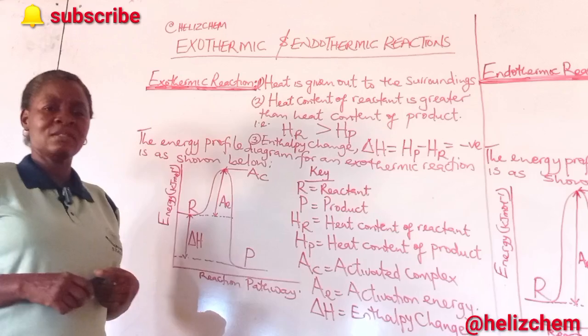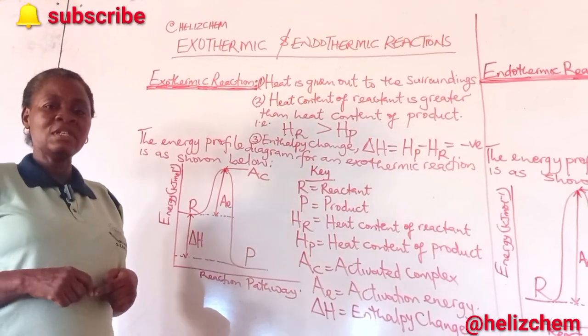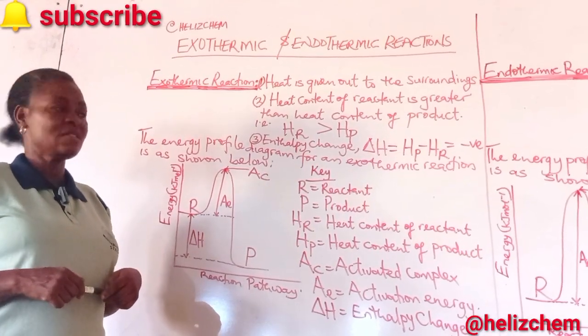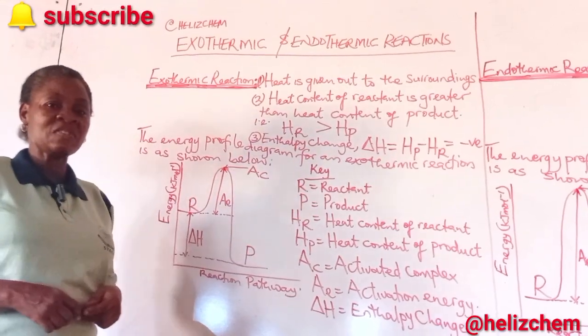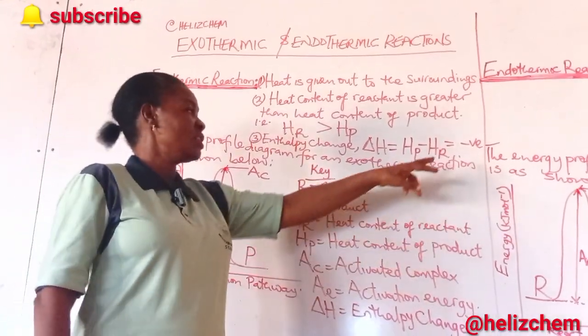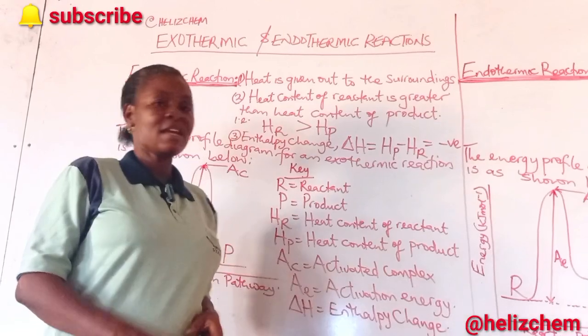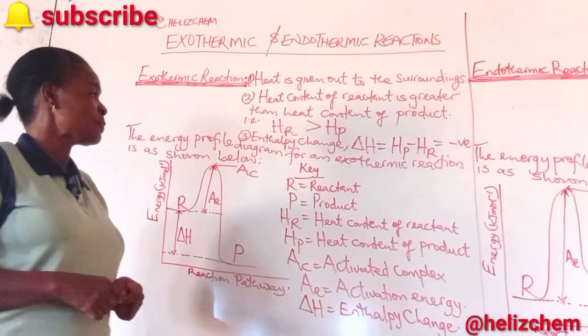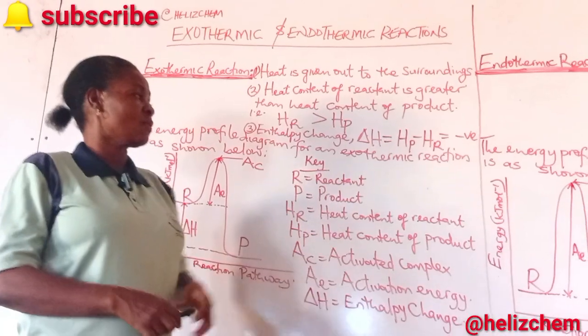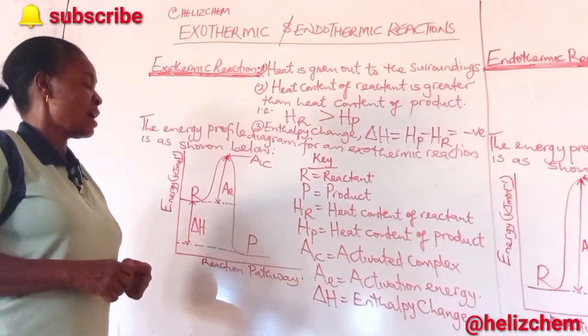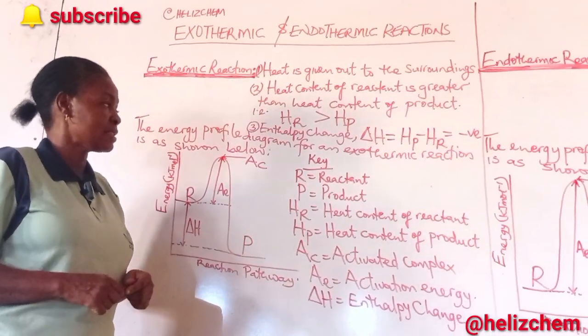Then another thing that we should note in exothermic reaction is that the enthalpy change, which is delta H, is always negative. The enthalpy change is the difference between the heat content of products and that of reactants.